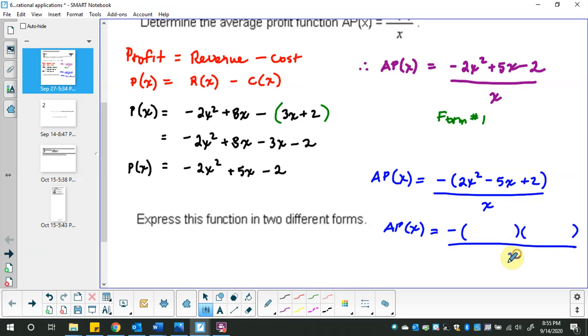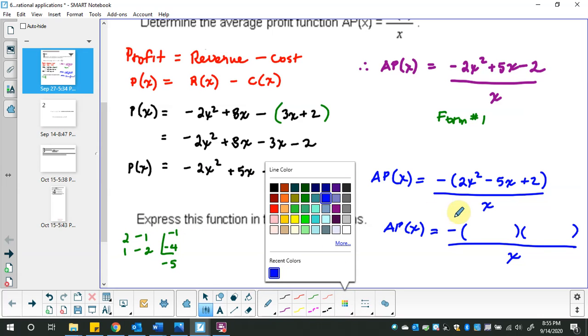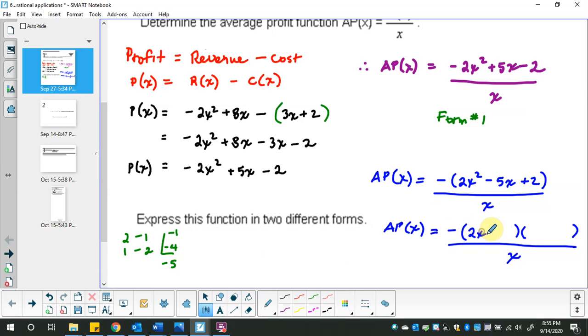So I need 2 numbers that multiply to be 2. And 2 numbers that multiply to be 2. And cross, that's 4. Cross, that's 1. I need to be able to create the negative 5 that's in the center. And that is totally doable. And that's a positive 2, which is at the back. So I can actually factor this to this point. And this last blue statement is what I'm going to call form number 2.